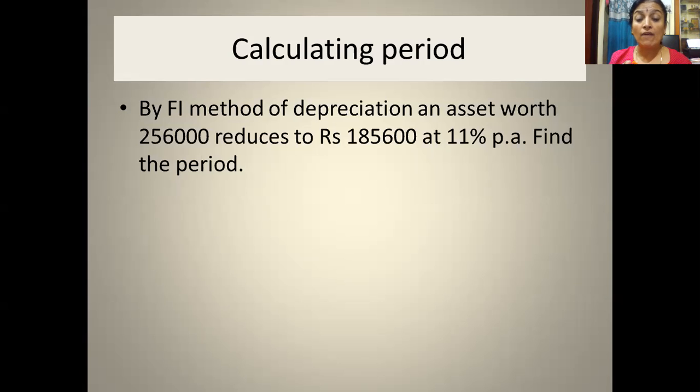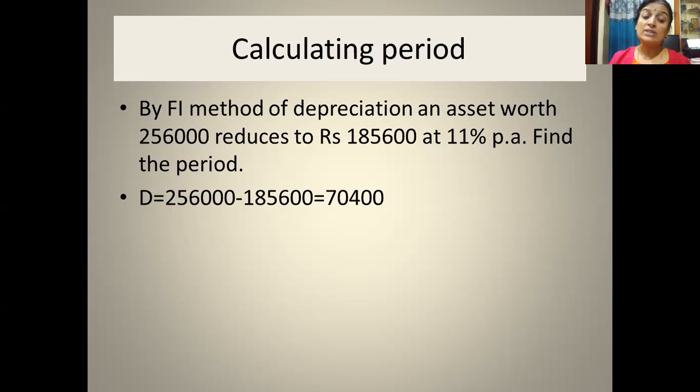That means this is the reduced amount, which is called V. V is equal to 1,85,600. At 11%, what is it? This is the rate of depreciation, which is nothing but I. So I is equal to 0.11. Here we have to calculate the period, that is N. N is not given, that has to be calculated. First, let us go with depreciation. D is equal to P minus V. P is equal to 2,56,000 and V is equal to 1,85,600. We deduct 2,56,000 minus 1,85,600, which is 70,400.